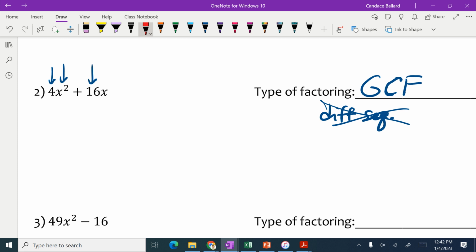Is 16 a square? Yeah. Is x a square? No. Okay, so that just killed difference of squares. Is it a difference? No. So that just killed difference of squares.